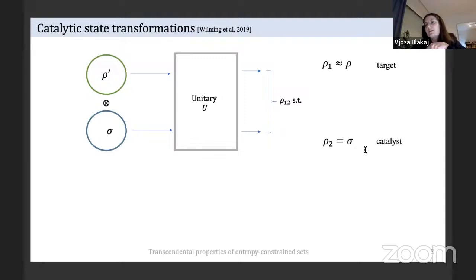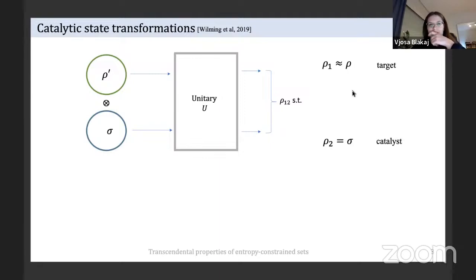And this is used basically as a catalyst because it's helping me to perform a transformation, and I get it untouched in the end, which means I can use it for further transformations. So when are these transformations possible? Basically, given rho prime, what is the set of the reachable states rho?